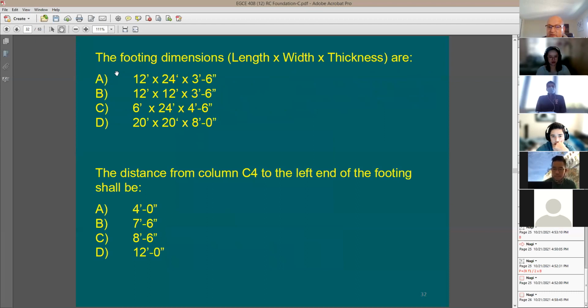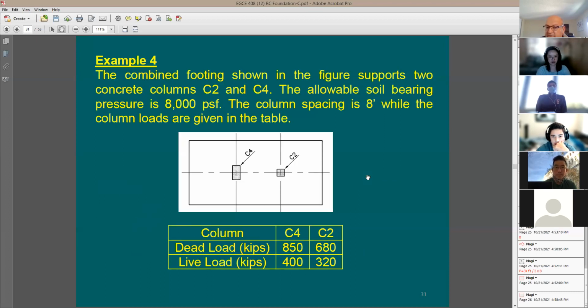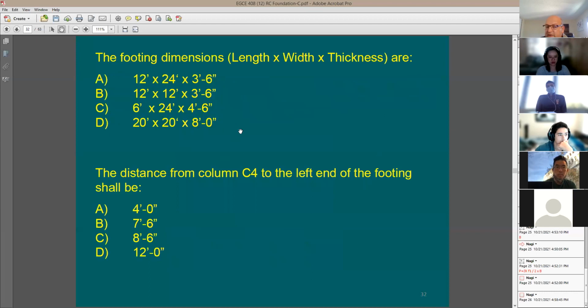Okay, the first question: the footing dimensions. What do you mean by the footing dimensions? It means if you like to provide a footing for this, what size would you use? This is going to be based on the fact that the soil bearing pressure is given to you, 8,000 PSF, and you have the spacing between the columns, and then you have the column loads. Which one do you think is going to be the appropriate design?